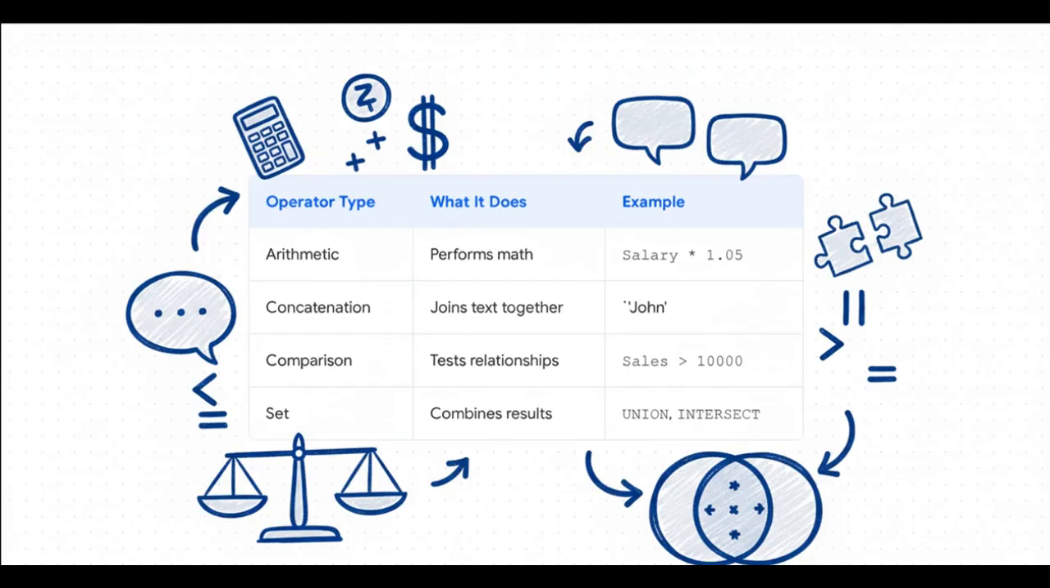So this table here, it basically lays out the core building blocks. Think of them as the verbs and nouns of SQL. You've got your arithmetic operators for doing math, like say giving everyone a 5% raise. Then there's the concatenation operator, those two vertical bars that just lets you stick text together. Comparison operators are all about testing things. Is this number bigger than that one? And finally, you have set operators like union and intersect, which let you combine the answers from different questions. These are the absolute fundamentals.